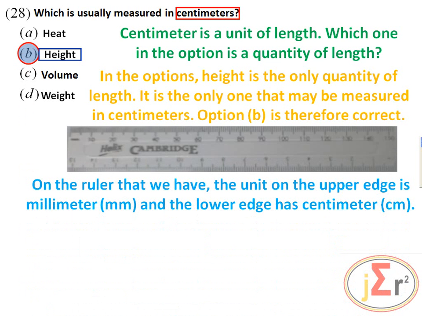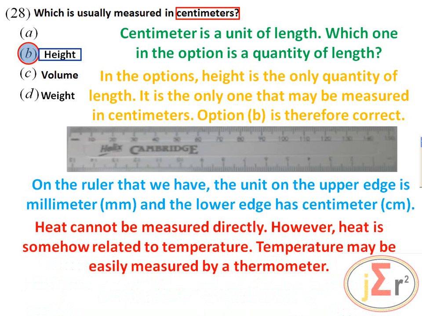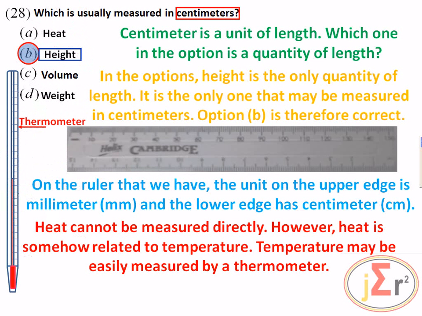On the ruler that we have, the unit on the upper edge is millimeter and the lower edge has centimeters. Heat cannot be measured directly. However, heat is somehow related to temperature. Temperature may be easily measured by a thermometer. So there's your thermometer. The thermometer is used to measure temperature. And the temperature is related to how hot or cold something is.